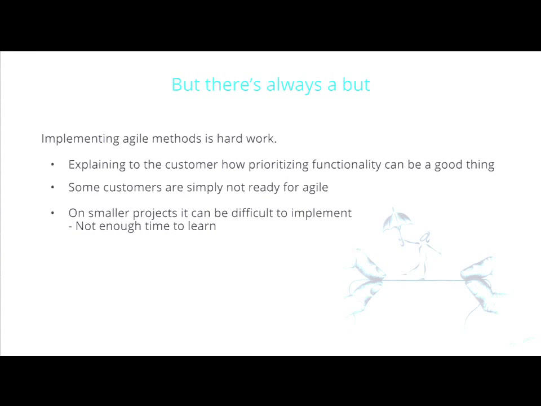They think it's too risky, not knowing the end product when they're signing the contract, not knowing exactly what you're going to get. And also on our small projects that might only be like 2 or 3 sprints, the whole Scrum thing can be difficult to implement, or at least using your velocity, because you don't get to know so much about the project when you're only doing 2 or 3 sprints.